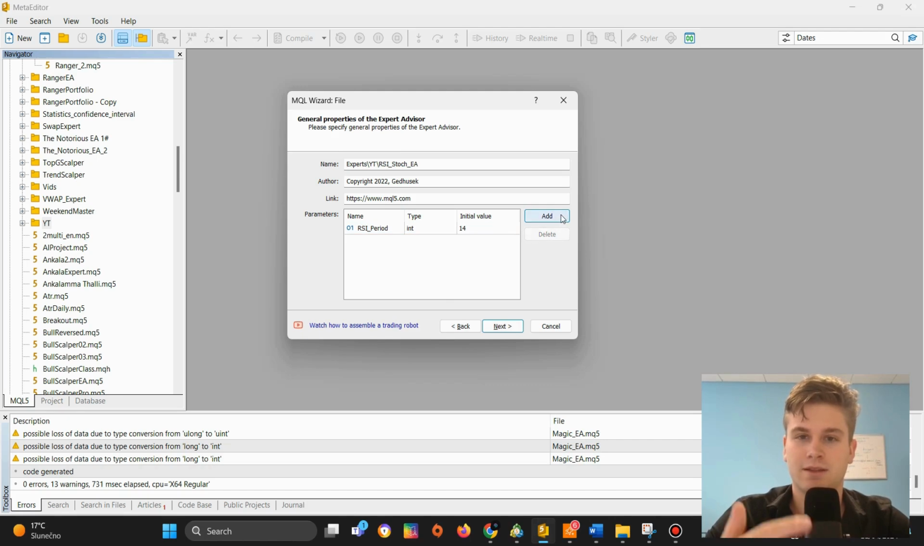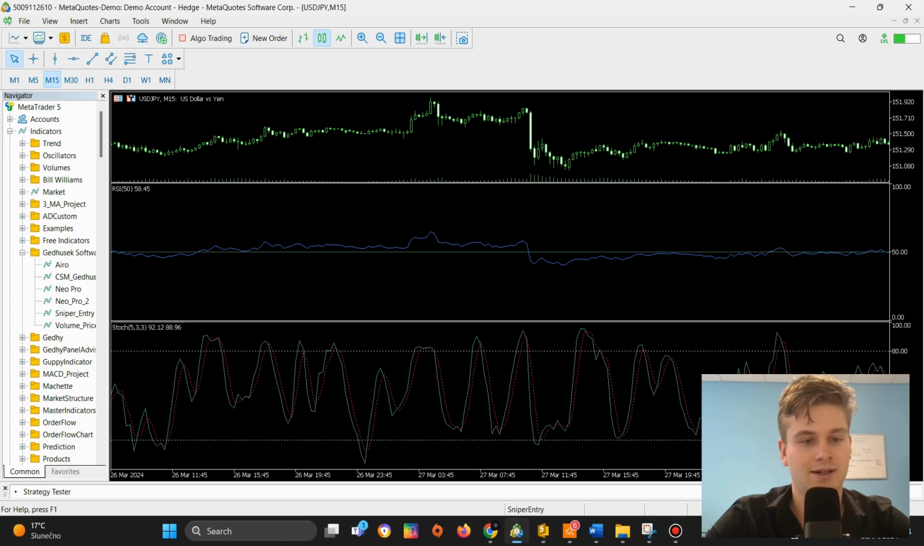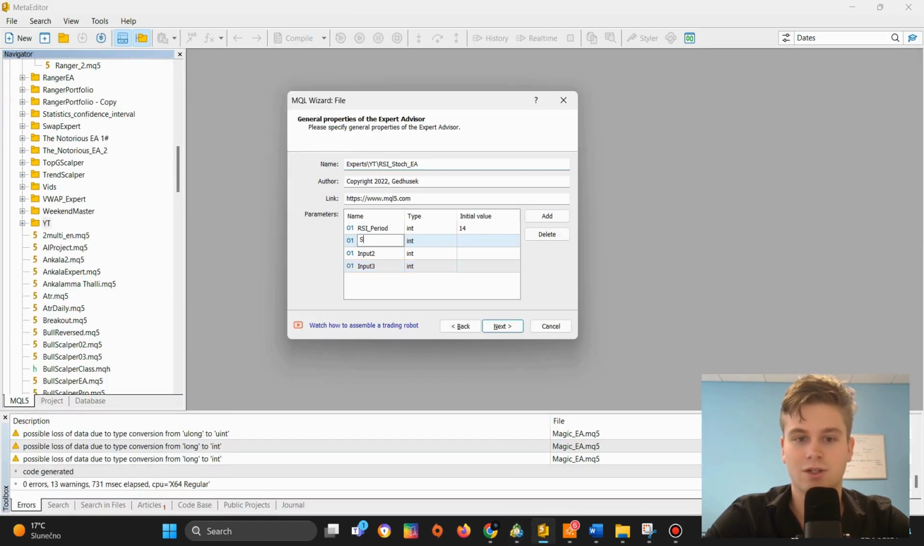Then there will be 3 positional arguments for the stochastic indicator. I'm not sure how they are called, but let's go stoch 1, stoch 2, and stoch 3. The initial values are 5, 3, and 3.